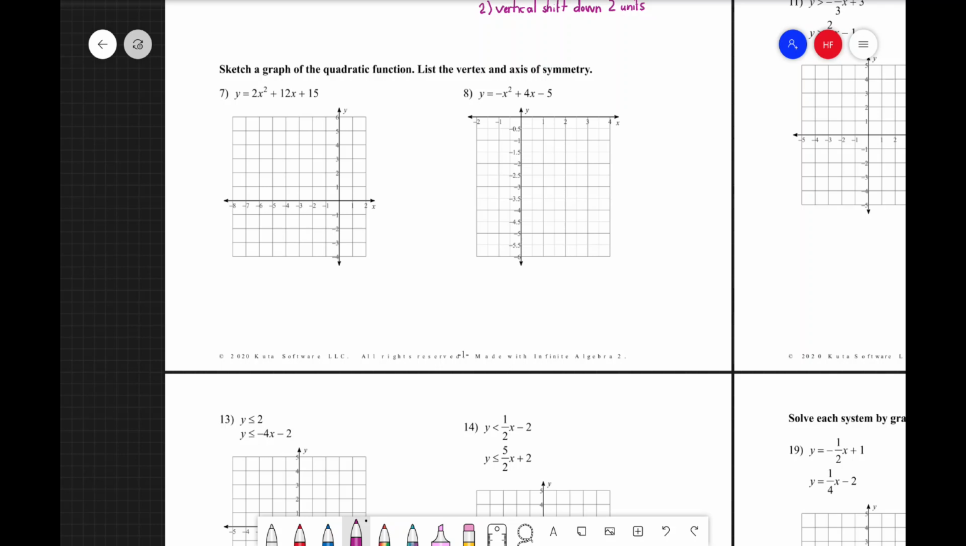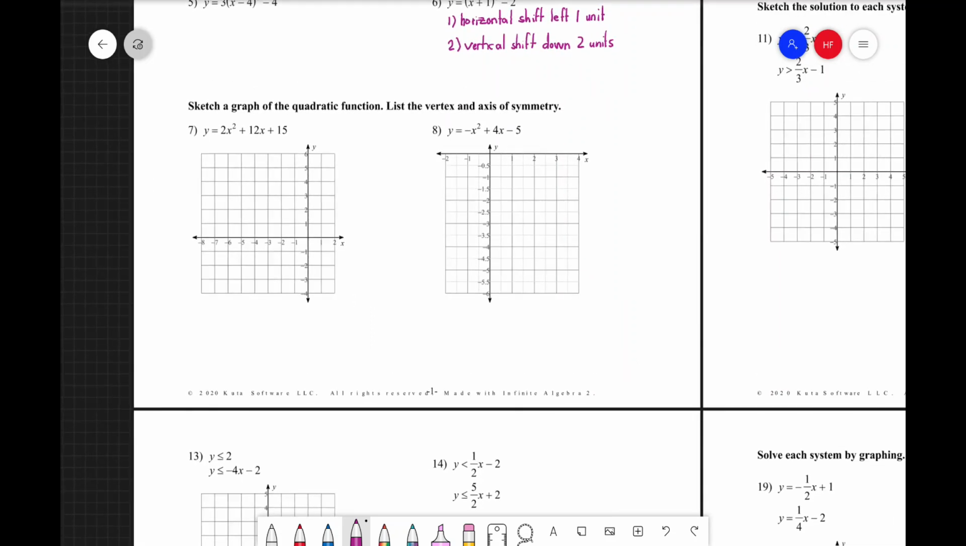Now we're going to sketch a graph of these quadratics and list the vertex and the axis of symmetry. So to get the axis of symmetry, we're using x equals -b over 2a. A is 2, b is 12, and c is 15. So remember, we have y equals ax squared plus bx plus c when we're working with standard form. Oh, I'm sorry, that's the odd.